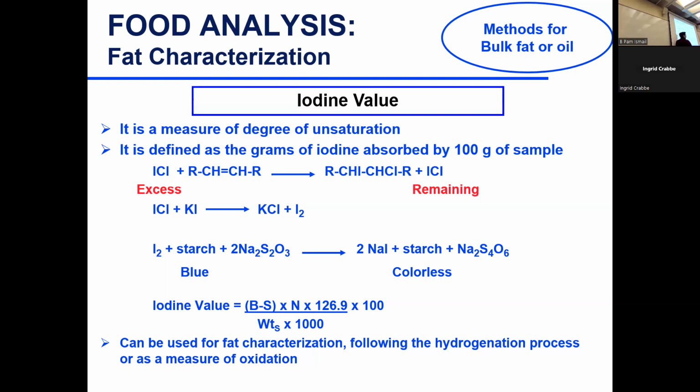And what is this value? Can anybody guess what that value stands for? The 126. Yeah, what is it? Molecular weight of iodine. Thank you. And what's the unit of molecular weight? Do you remember? Grams per mole. Grams per mole. Thank you. So 126.9 grams per mole is just for you to remember, the molecular weight of your iodine.